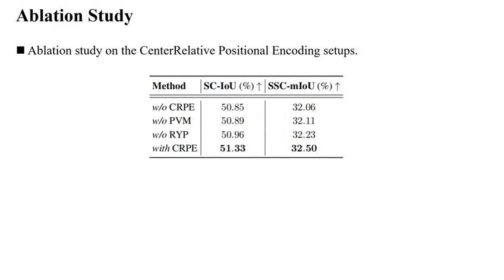Removing CRP causes a 0.44% SSC mIoU drop, replacing projected voxel mean, PVM, with the scene physical center loses 0.39%, and removing relative yaw/pitch positional encoding, RPY, loses 0.27%. This indicates that both PVM and RPY contribute significantly to capturing spatial information richness and accurately representing scene structure.